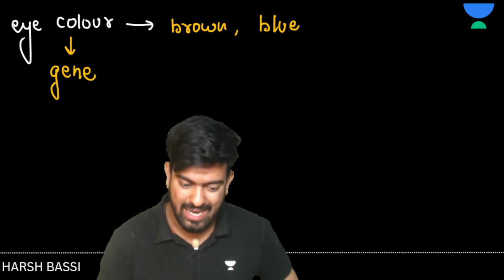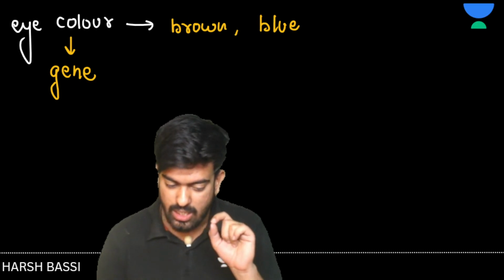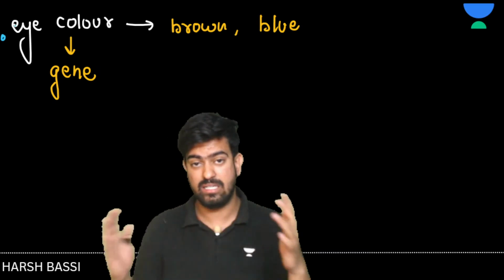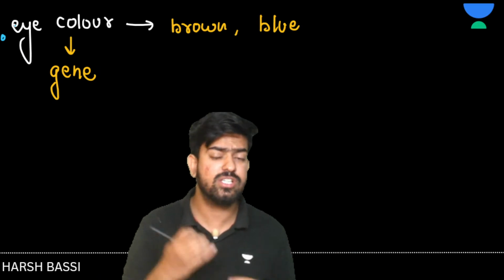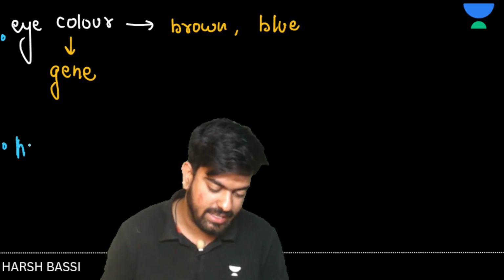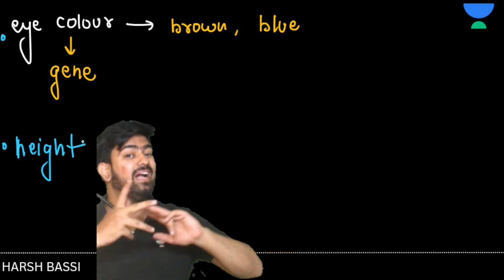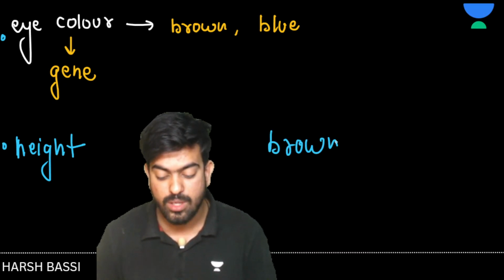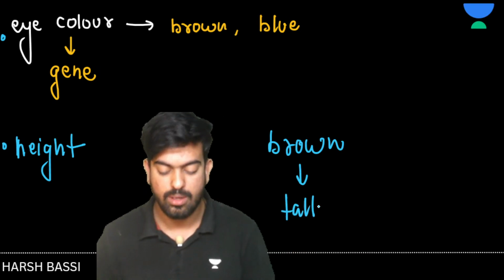Okay, and there is another character. Let's suppose your height. I'm just giving the example. It is not happening in practical life, that eye color and height are not showing the non-allelic interaction. Just to understand this, I am explaining to you. So let's suppose our height. And if these two things are interacting with each other, let's suppose a person is having brown eyes and that brown-eyed person is having tall height.